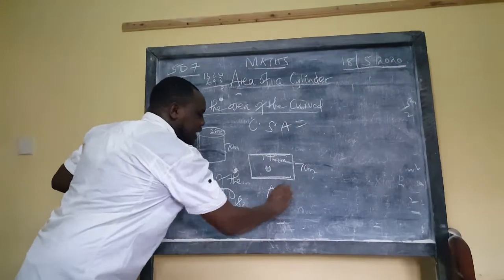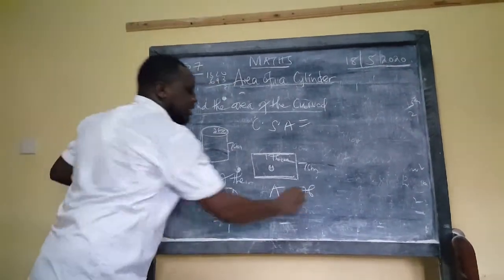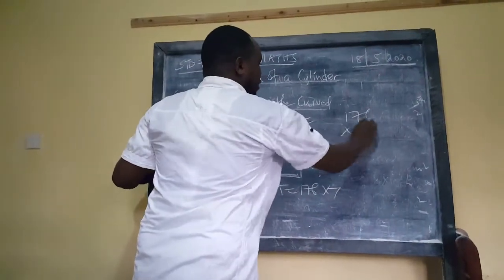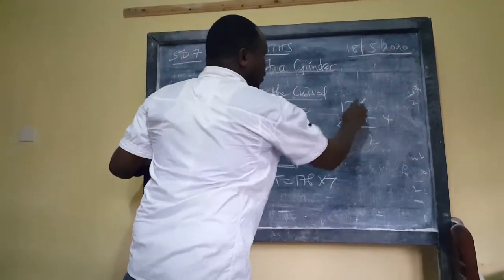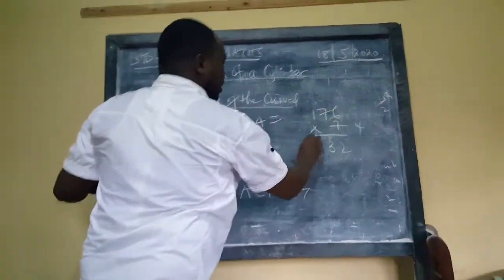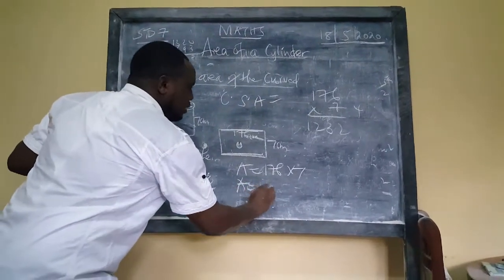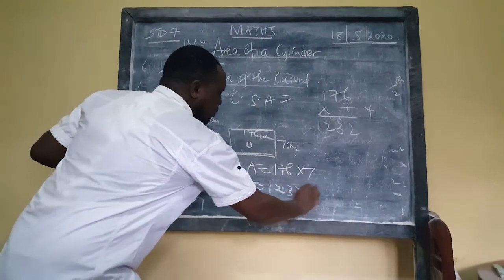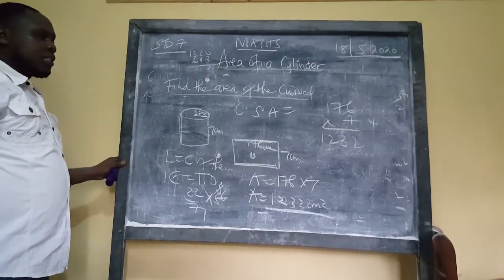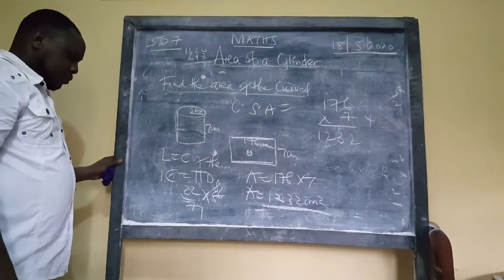So our curved surface area is going to be 176, which is length, times width of 7. If you calculate that well, you're going to get 2 carry 4. 49 plus 4 is 53, carry 5, this is 2. So you are going to get an area of 1,232 centimeters squared. So that's where we are, learners.